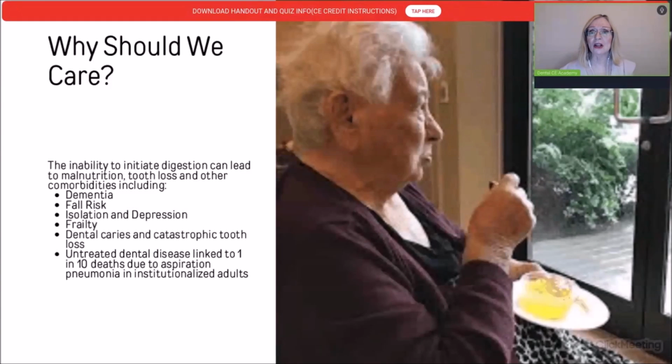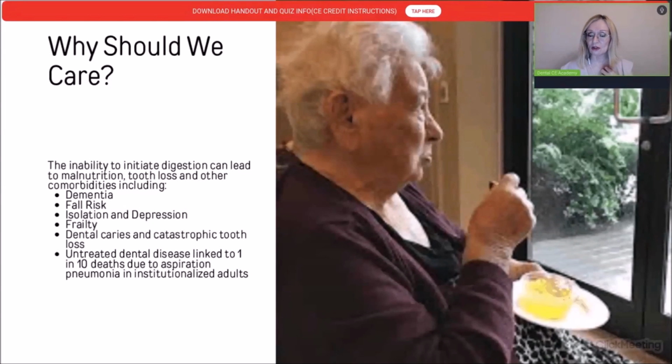And so the inability to initiate digestion when a patient might be on multiple medications, obviously this patient is probably edentulous in some form or another. When you cannot nourish yourself because of tooth loss and other issues, there are comorbidities that we need to be concerned about: dementia, fall risk, isolation, depression, frailty. Dental caries and catastrophic tooth loss is a problem that can lead to death. Untreated dental disease is linked to 1 in 10 deaths due to aspiration pneumonia in institutionalized adults.